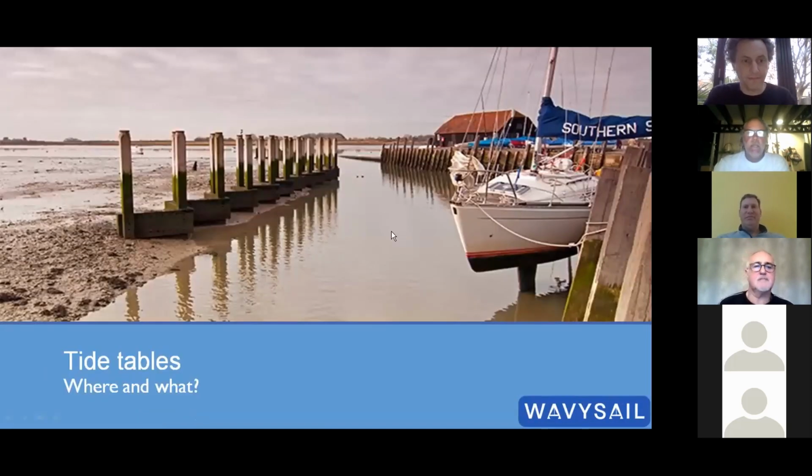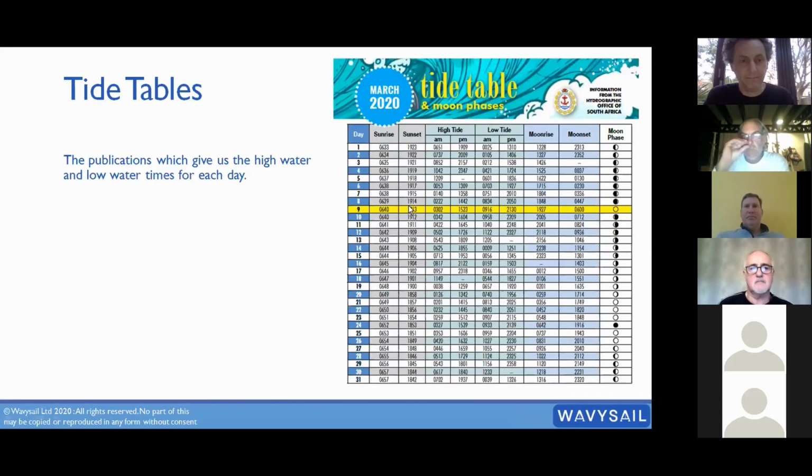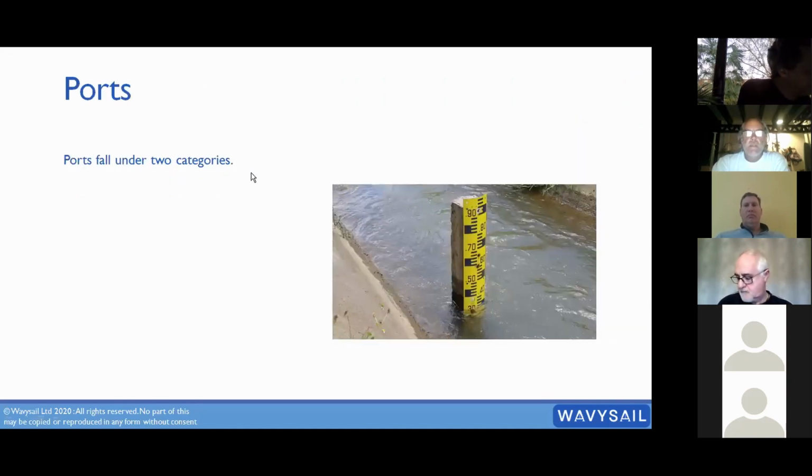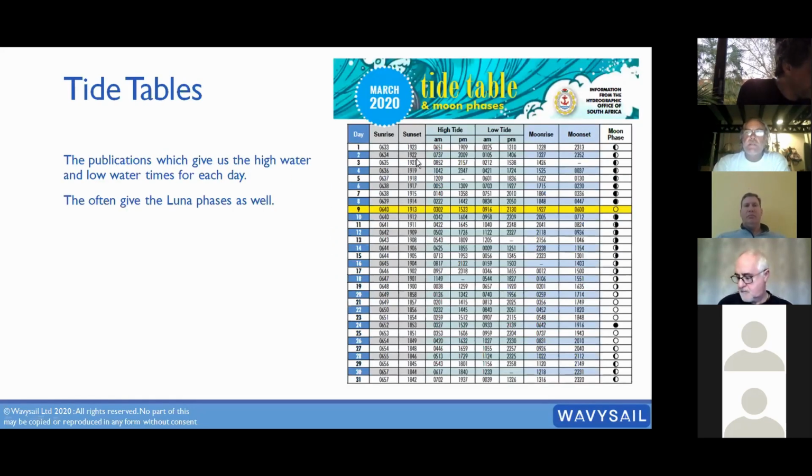So where do we get our tidal information from? Both the tidal streams and the tidal heights. Your source information is tide tables. They give you highs and lows each time. They often give you lunar phases, because obviously it affects the tide quite heavily. And then they'll give you sunsets and sunrise and moonsets and moonrises, other useful information that appears on these things. They are very much dated.